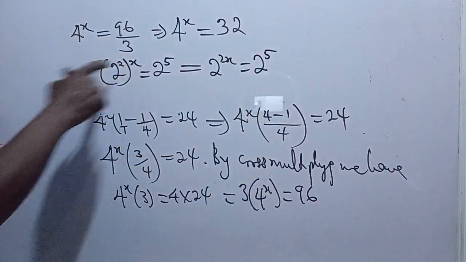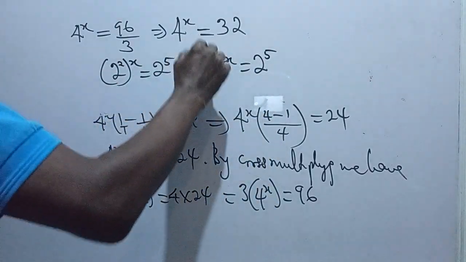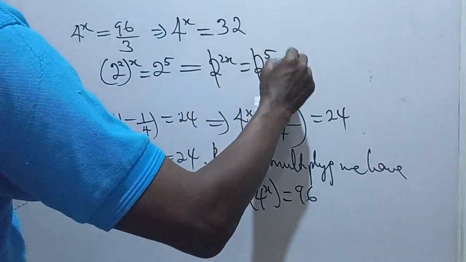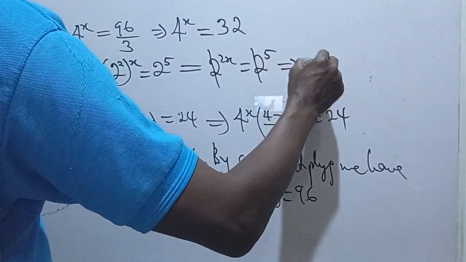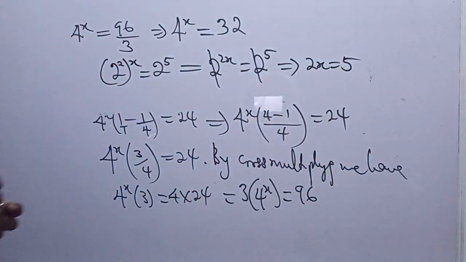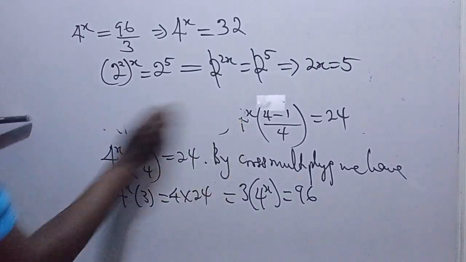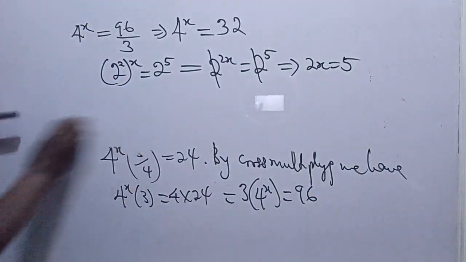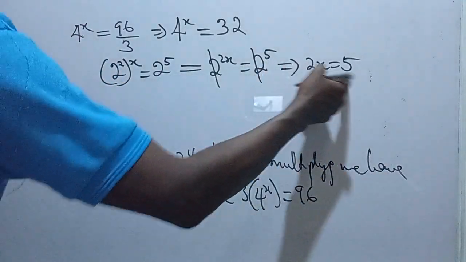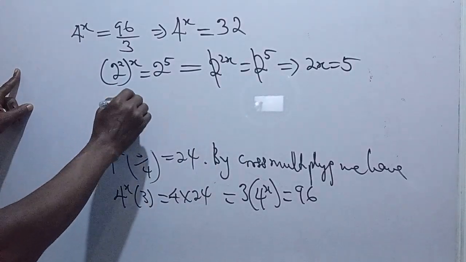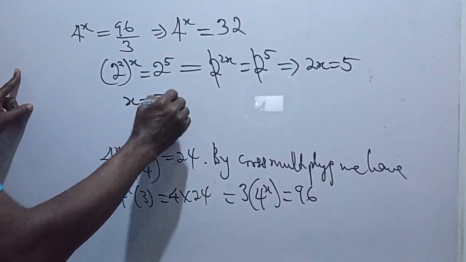When you expand this, the bases are the same, so we cancel the 2 here. You have 2x is equal to 5. I hope you get that. Beautiful. So 2x equals 5. Now how do you get x? Divide both sides by 2. Therefore, x is equal to 5 all over 2.